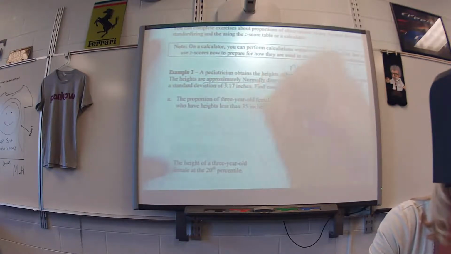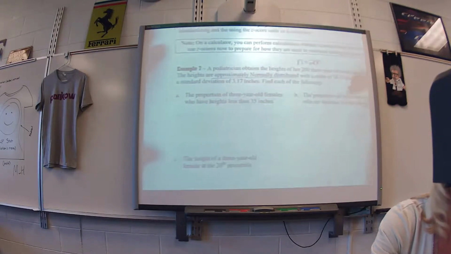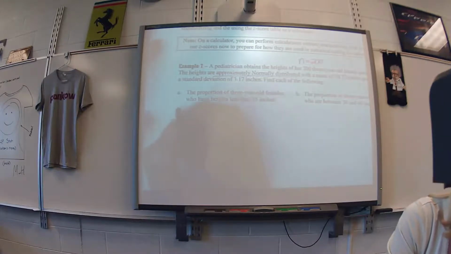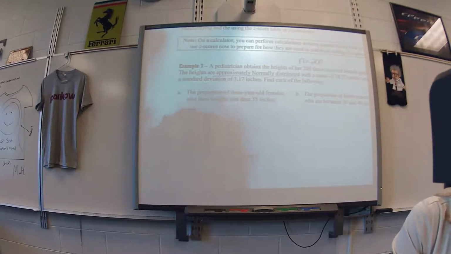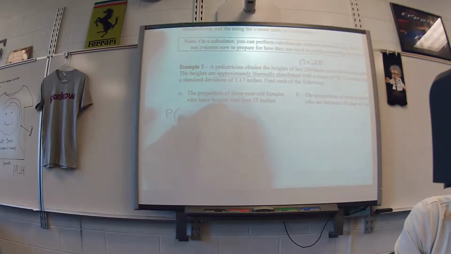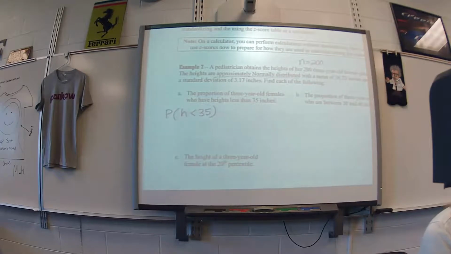So this would be this pediatrician's group. We want to find the proportion of 3-year-old females who have heights less than 35. All right, so here we go, notation. The probability or proportion that a height is less than 35. All right, watch my notation because I'm going to want this back from you on test day.